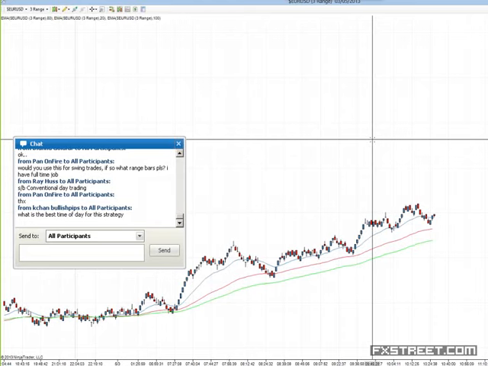The best time of day for this strategy generally is during the UK open and then the afternoon, somewhere between 1 and 4 p.m. UK time, when there's the most momentum in the markets.